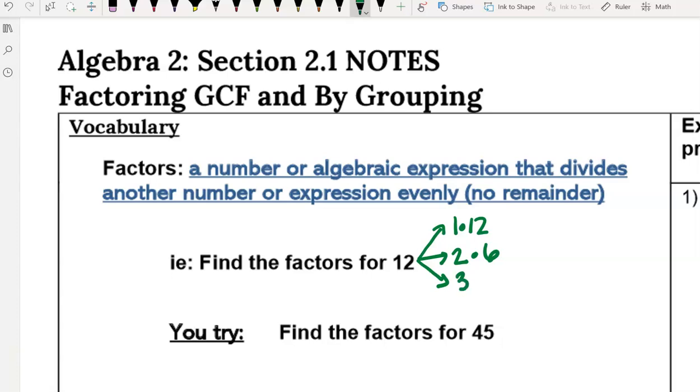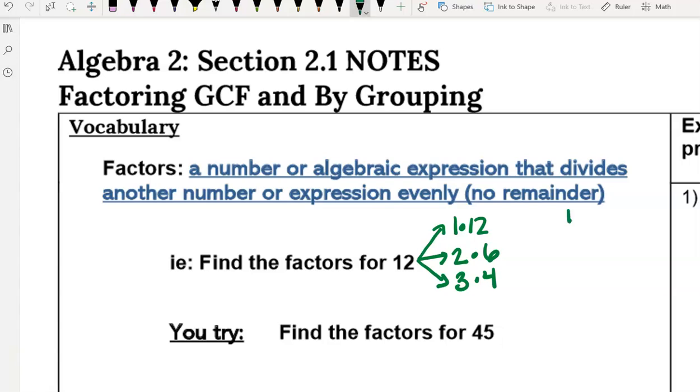We could also have 3 and 4. We could have, what else? 4 and 3, but that's the same thing as 3 and 4, so we don't write it again. We can have 6 and 2, but then that's the same thing, so we don't write it again. And then 12 and 1. So those are the factors. So we don't have any more besides those sets, okay? So we got 3 sets that will multiply to equal 12. So those are the factors of 12.